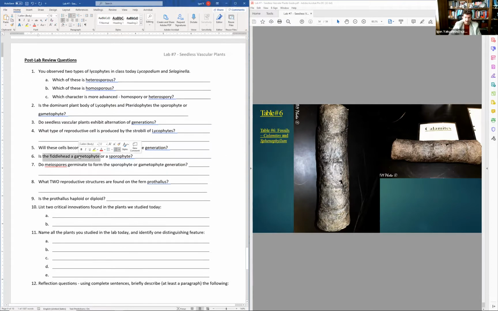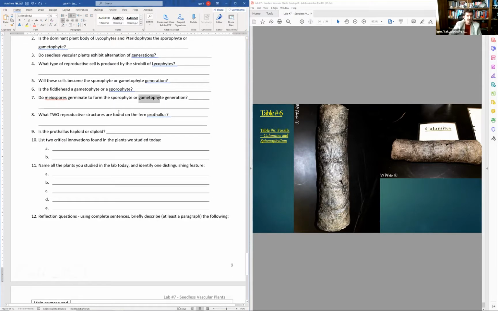A fiddlehead. A fiddlehead, you can clearly see it with your naked eye. In vascular plants, it's a sporophyte, right? Do meiospores, so spores, germinate to form sporophytes? Sporophyte is diploid and spores are haploid, so no. The spores will produce the gametophyte generation.